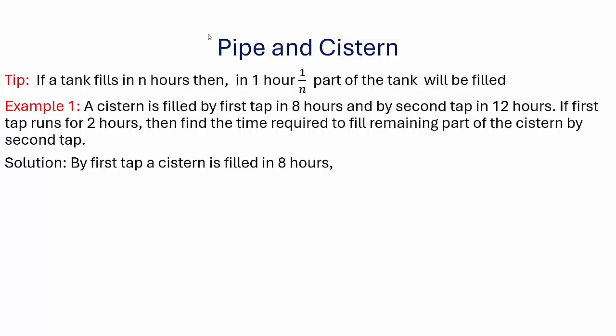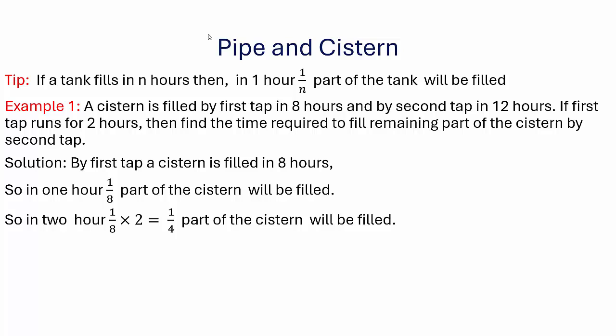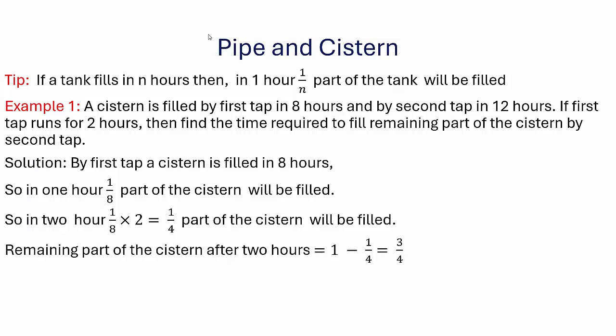Solution. By first tap, the cistern is filled in 8 hours. Therefore, in 1 hour, 1 by 8 part of the cistern will be filled. So, in 2 hours, 1 by 8 multiplied by 2, that is 1 by 4 part of the cistern will be filled.